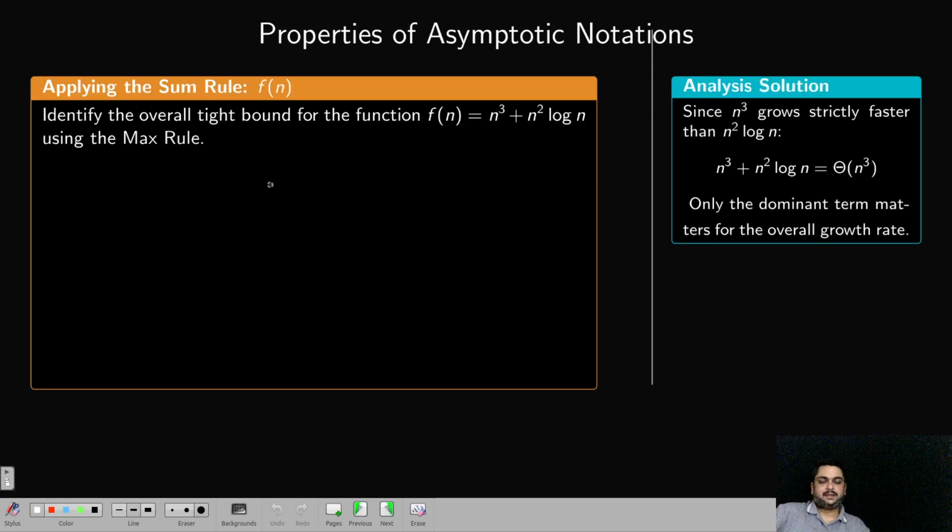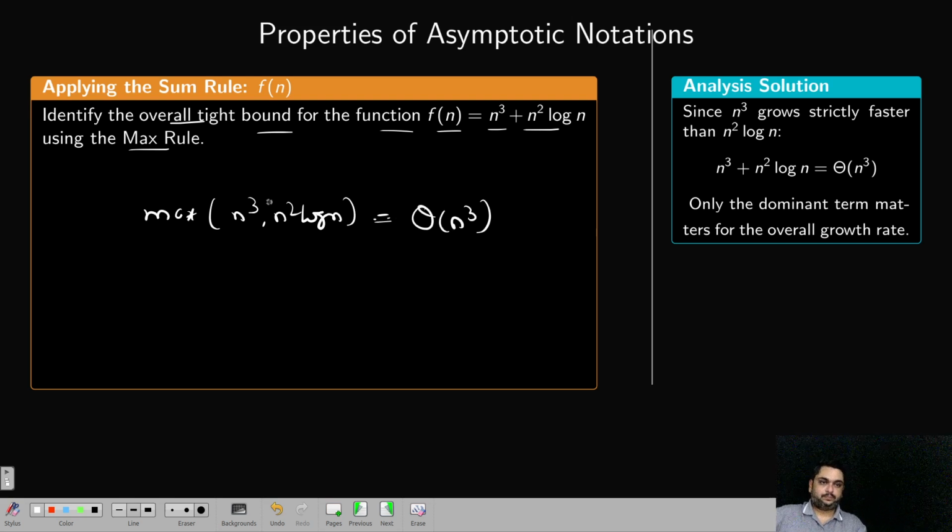For example, let us identify the overall tight bound of the function f of n equal to n cube plus n square log n using the maximum rule. So out of this, the maximum of n cube, n square log n is nothing but theta of n cube, because n cube is the maximum.